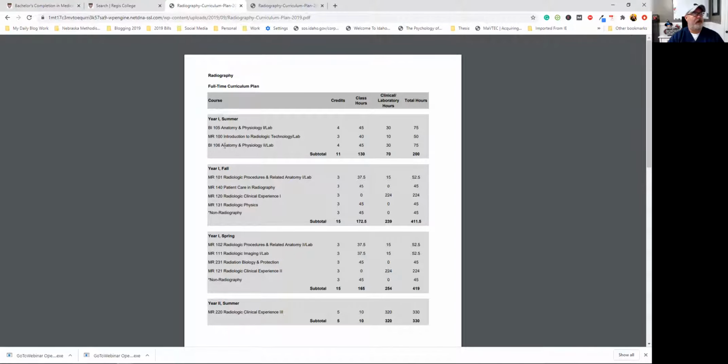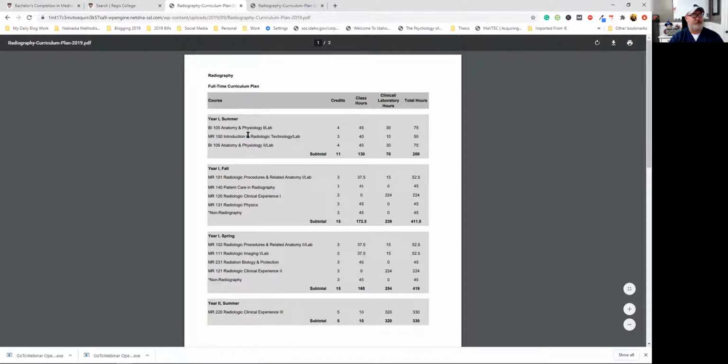You have MR100, which is Introduction to Radiologic Technology. It has a lab with it, and it's a 3-credit-hour course. That's where they start to teach you about what radiography is and the career path, and maybe the opportunities for advancement and the role it plays in the whole scheme of things with doctors and nurses and all that stuff.